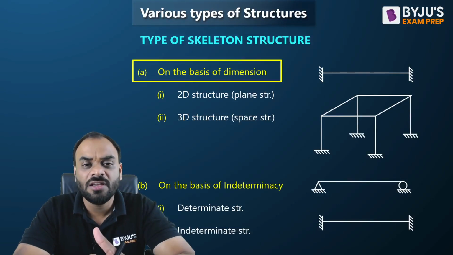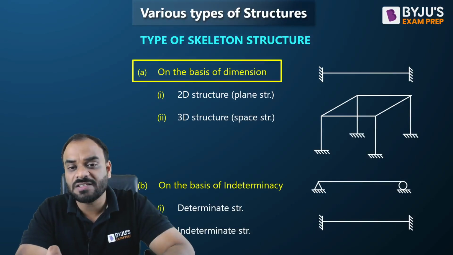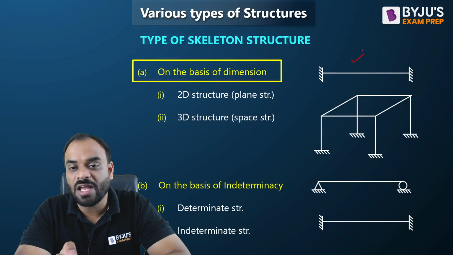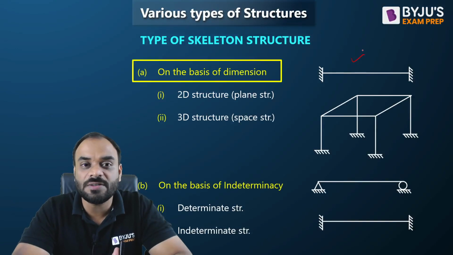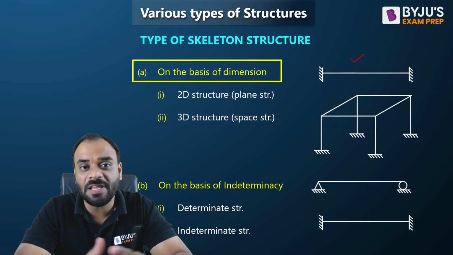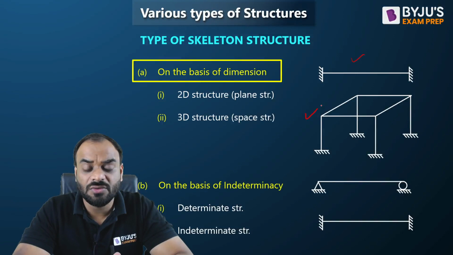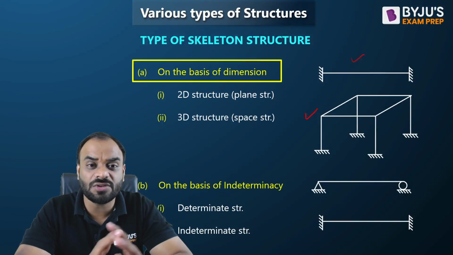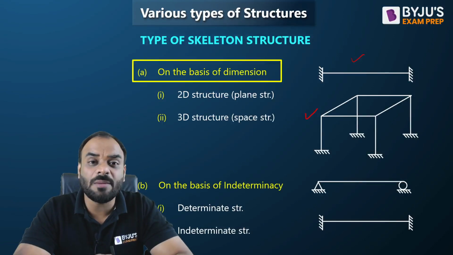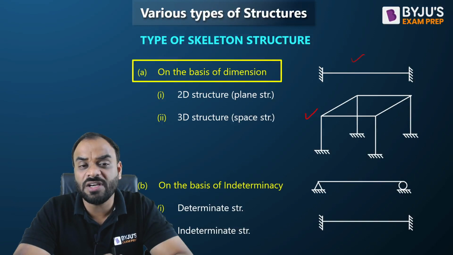What is 2D? If the forces present in this particular structure lie on a single plane, that is a 2D structure. If the forces or the members lie on multiple planes, that is known as a 3D structure. It doesn't matter whether it is a 2D structure or 3D structure, all the members are represented by a line. That's why it is also known as a skeleton structure, right?